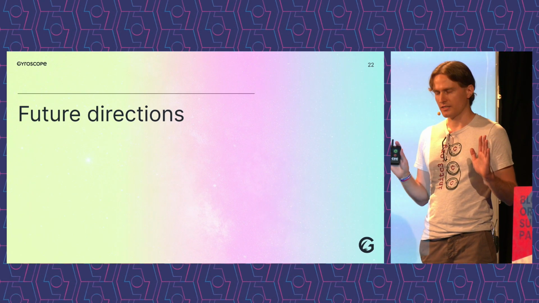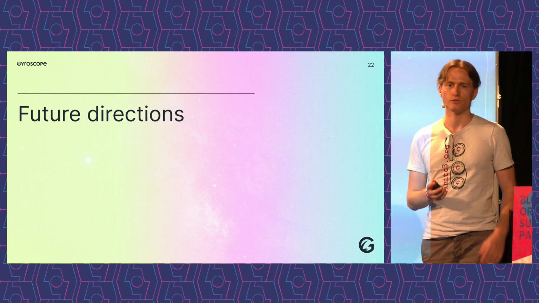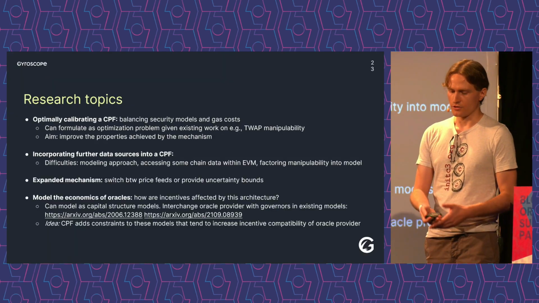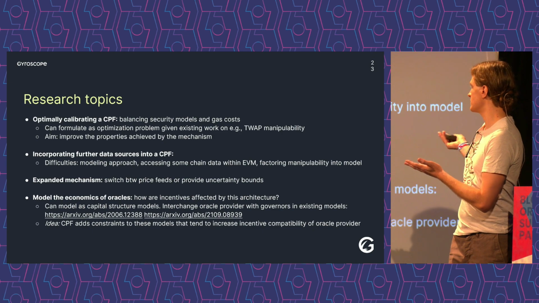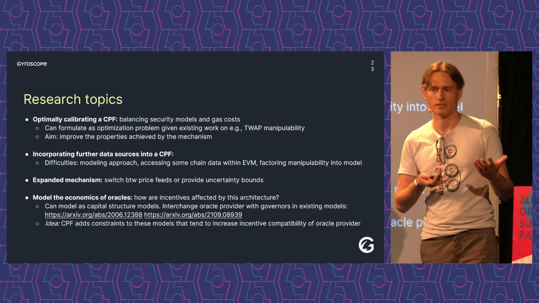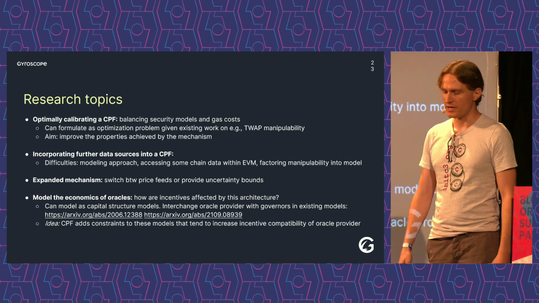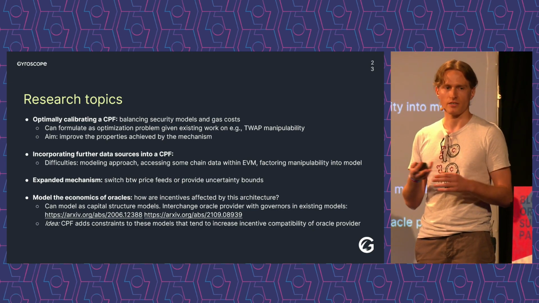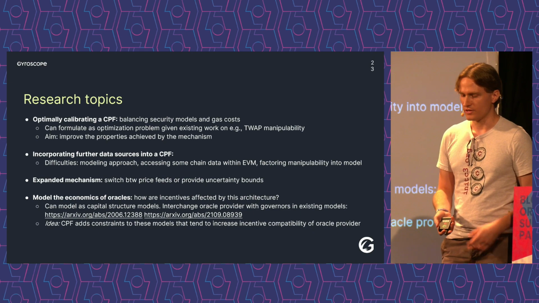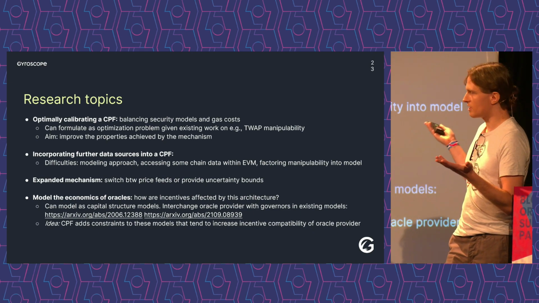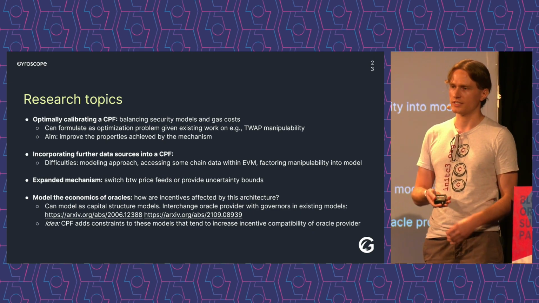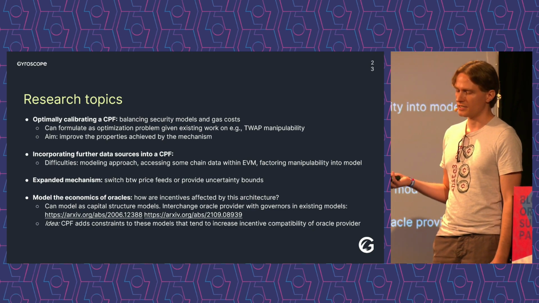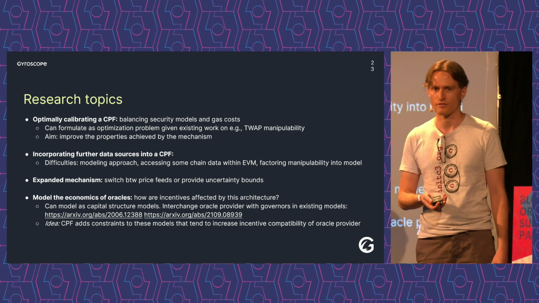And then I'll cover just a little bit of where you could go with this sort of mechanism. There's a few directions we're going. One is, how do you optimally calibrate this? This involves balancing the security models and thinking about gas costs. You can actually formulate it as an optimization problem if you really want to go that far, using the existing research on TWAP manipulability and cost to manipulate.